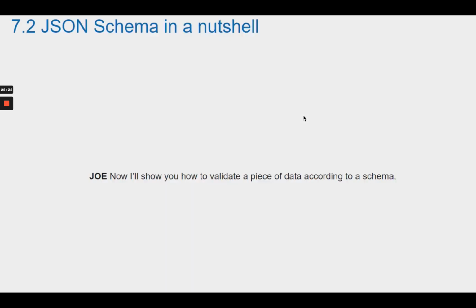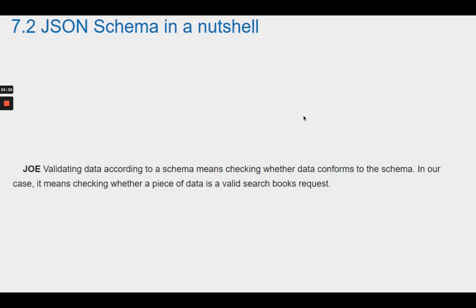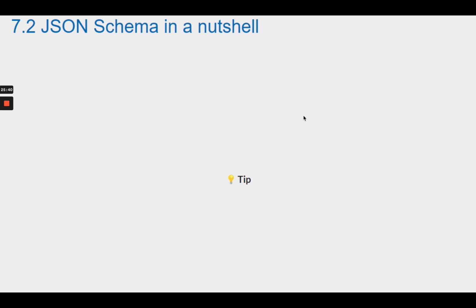Joe: Now I'll show you how to validate a piece of data according to a schema. Theo: What do you mean, validate? Joe: Validating data according to a schema means checking whether data conforms to the schema. In our case, it means checking whether a piece of data is a valid search book's request. Tip. Data validation in DOP means checking whether a piece of data conforms to a schema. Theo: I see.